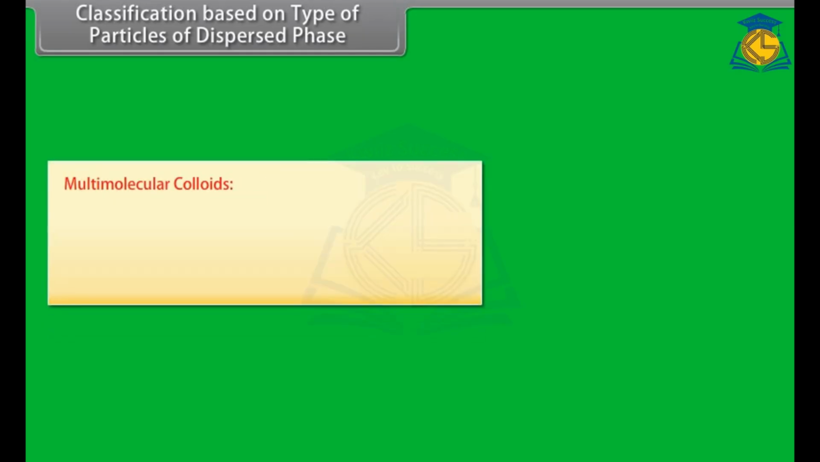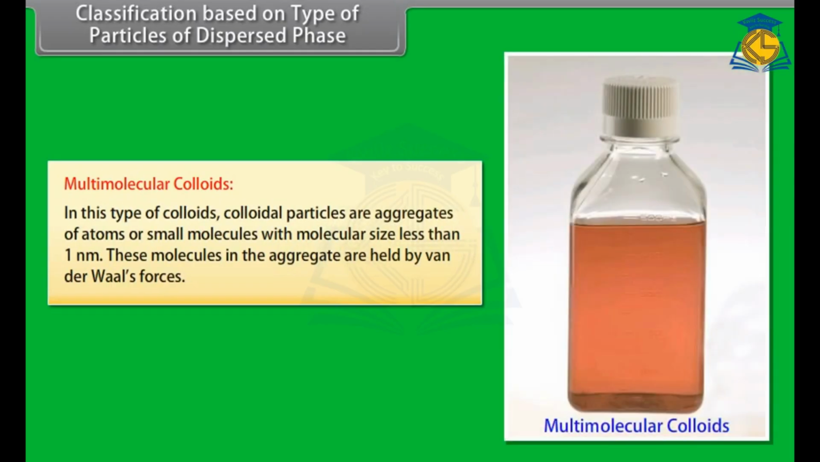Classification based on type of particles of dispersed phase. On the basis of nature of the particles of dispersed phase, colloids are divided into three categories. Multimolecular colloids. In this type of colloids, colloidal particles are aggregates of atoms or small molecules with molecular size less than 1 nanometer. These molecules in the aggregate are held by van der Waals forces. For example, a gold salt consists of particles of various sizes, which are clusters of several gold atoms.